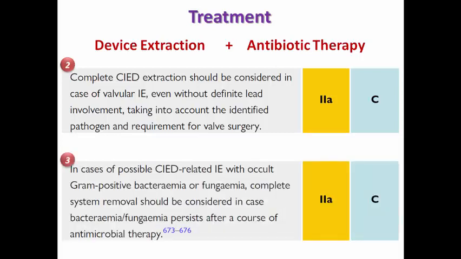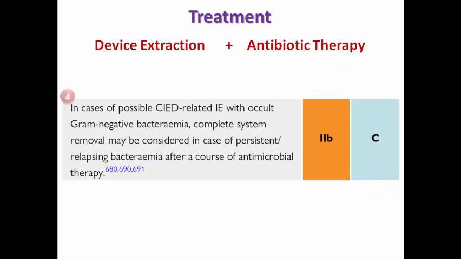And in case of gram-positive bacteremia or fungemia, complete system removal should be considered if they persist after a course of antibiotics, because here there is a high probability that the gram-positive bacteremia or fungi result in infection on the device. And the fourth indication, but with class 2B recommendation: in case of gram-negative bacteremia, because it is less liable than the gram-positive bacteremia and fungemia to colonize the lead, complete system removal may be considered in case of persistent or relapsing bacteremia after a course of antibiotics.